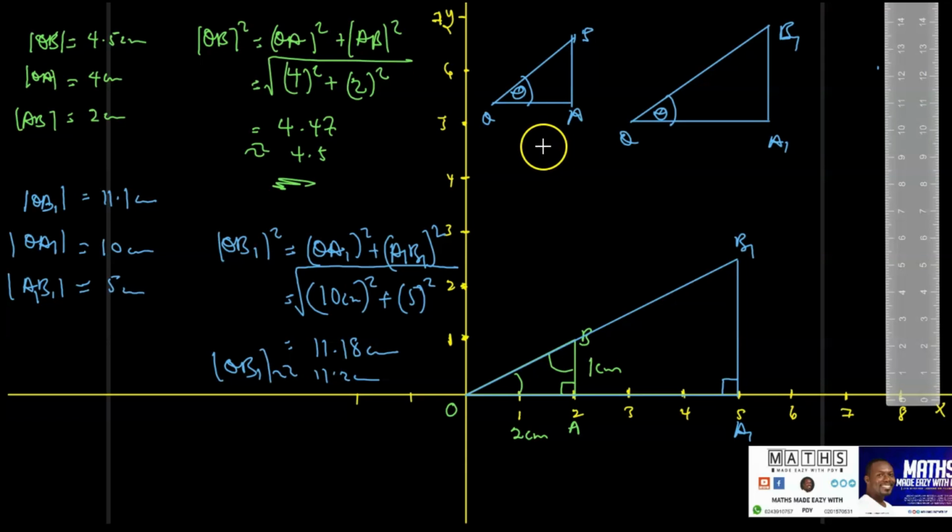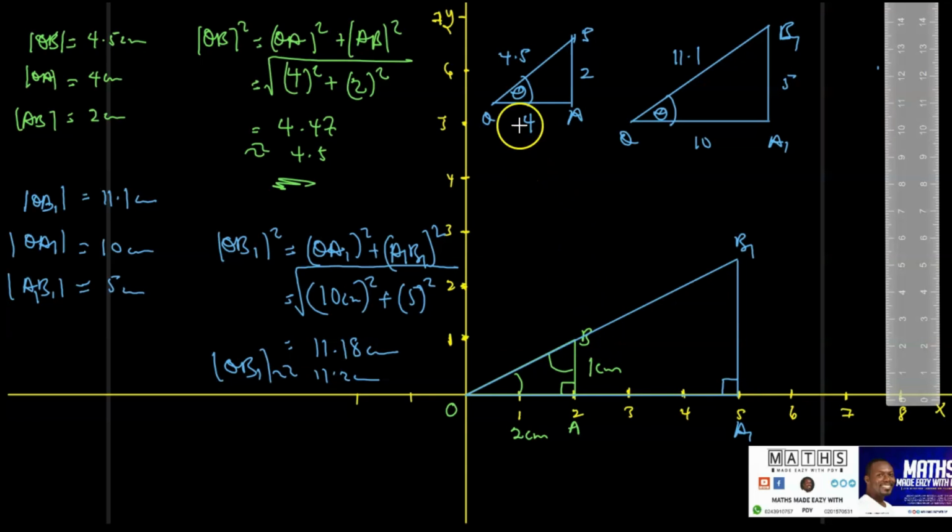Now watch. This is where the ratio is coming in. So we had OA as 4. We had OA1 as 10. We had OB as 4.5. And we had AB as 2. Likewise, when it comes to A1B1, we had it as 5. And then here was 11.1. These are values we've established from our readings.